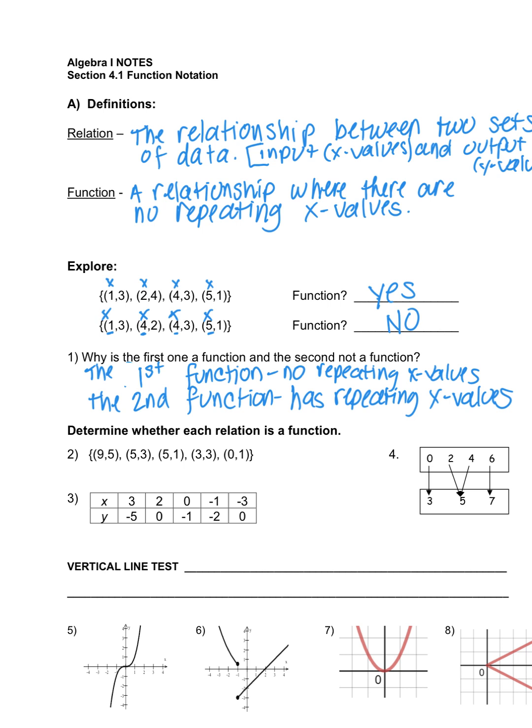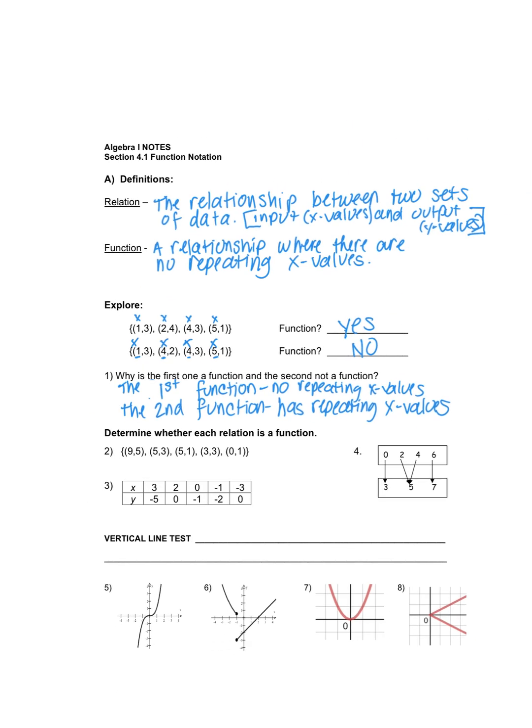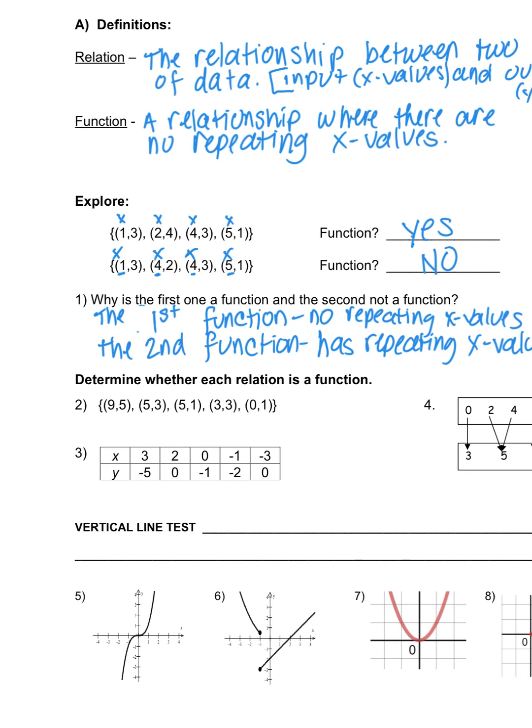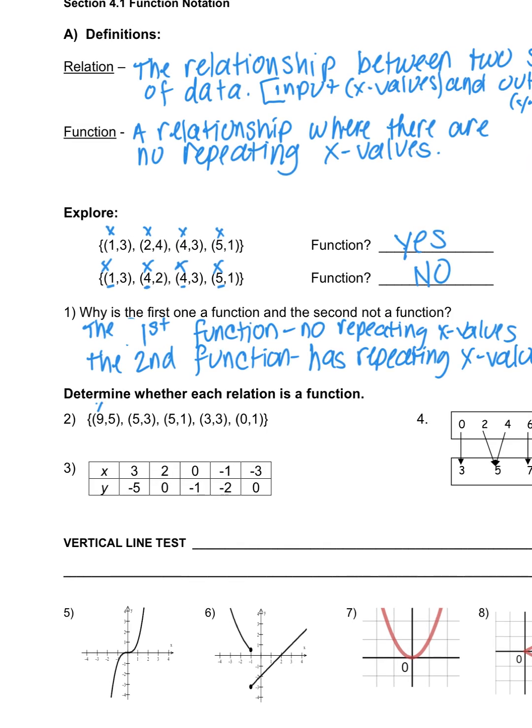Now let's go ahead and go to number 2. It says, determine whether each relation is a function. So we have the set of coordinates. Let's check our X values and see if they are repeating. We have 9, 5, 5, 3, 0. Hope you notice there are those two 5s, which means there are repeating X values. Therefore, this is a no. This is not a function.